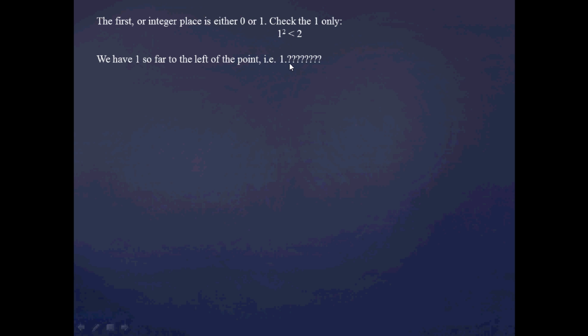And now let's take care of the 1/2 place. So let's put the 1 there and we'll check it. So what is 1.1 times 1.1, where these are interpreted in binary? So this is going to be 3/2 squared, which is 9/4, which is greater than 2. Now since it's greater than 2, we're not going to put a 1 there. So that means we're going to put a 0 there.